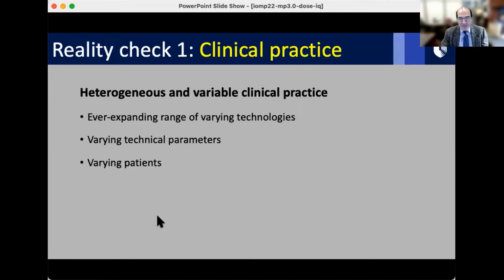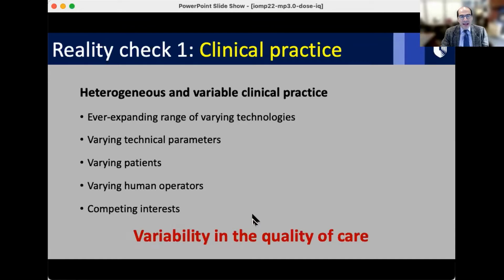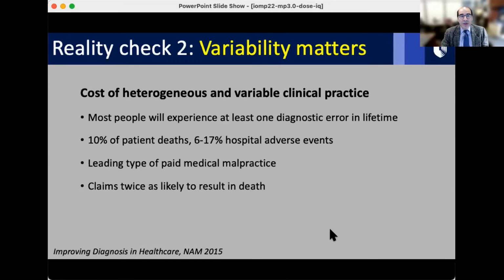And each one of these machines comes with varying technological parameters. Of course, we have varying patients, varying human operators, and we have competing interests in that space. And that creates a sea of variability in the quality of care. If a patient walks into my facility versus your facility, they do not get the exact same care. Well, is that bad? Well, there was a report from the National Academy of Medicine in the US that there is a cost to this variability.